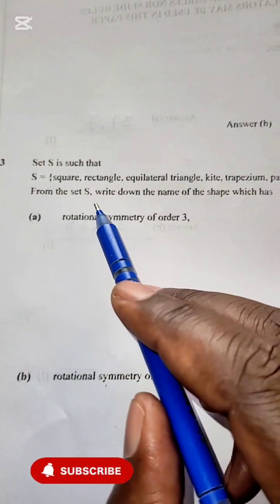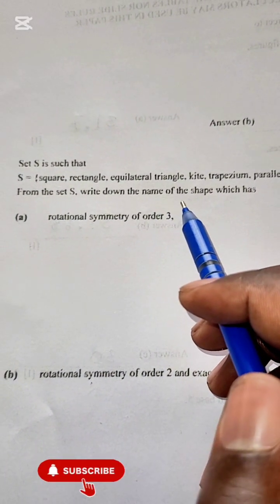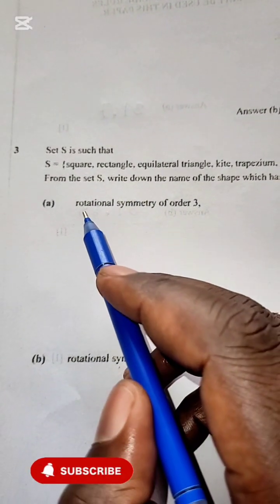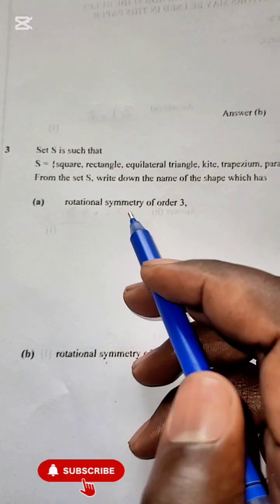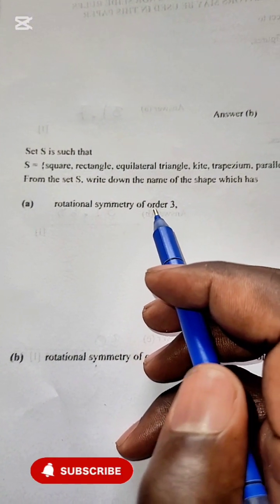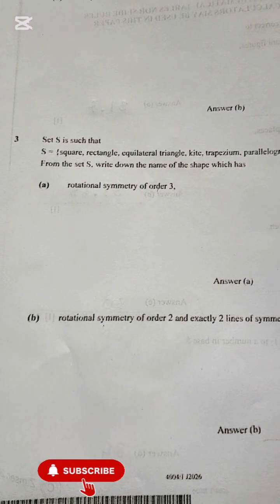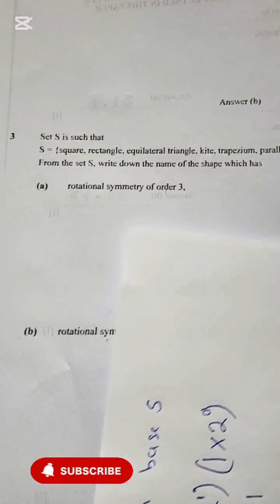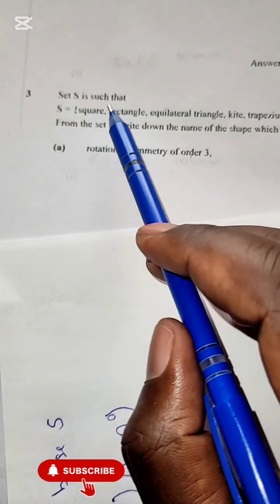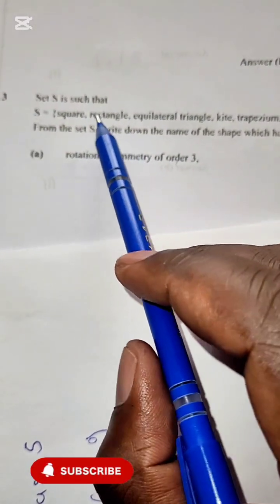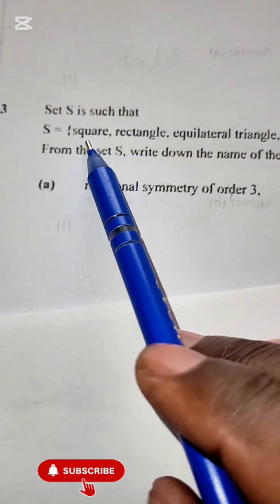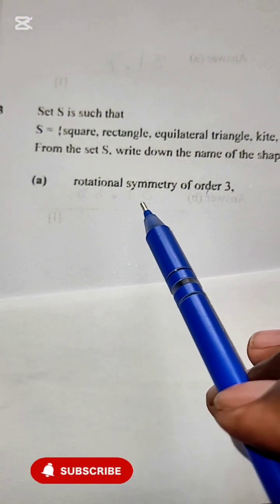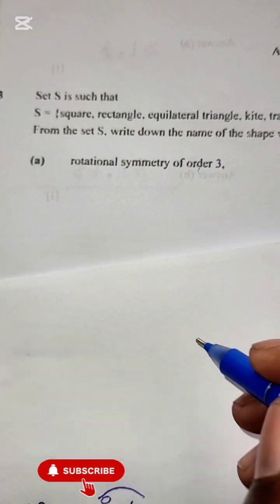From the set, write down the number of shape which has a rotational symmetry of 3. Rotational symmetry of 3. So from our shapes right here, a rectangle, no. A square, no. A square is 4 rotational symmetry. Equilateral triangle, right?